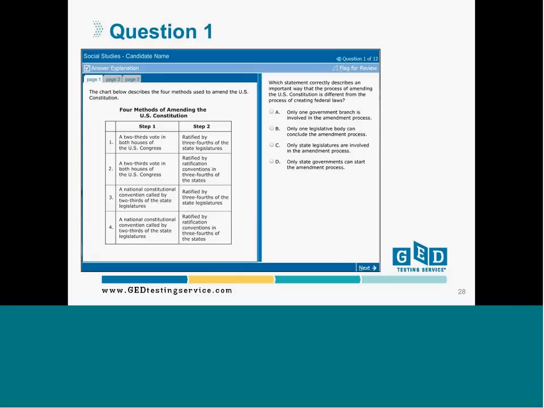Okay, let's begin. Let's take a look at question 1. In this particular question, what you see is information that's provided. In this particular case, you have a chart and you have other items that are included on pages 2 and 3. And the statement asks you, which statement correctly describes an important way that the process of amending the U.S. Constitution is different from the process of creating federal laws? Think for just a moment about the level of complexity that will be required in order to answer this type of question. So, about 5 seconds to think it through.